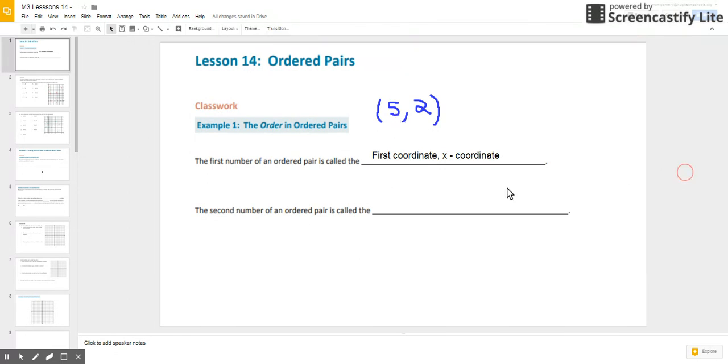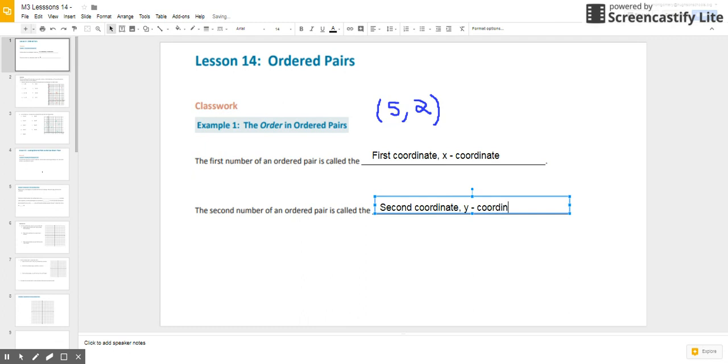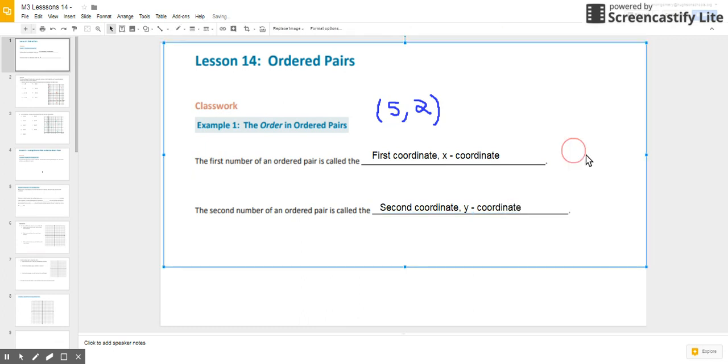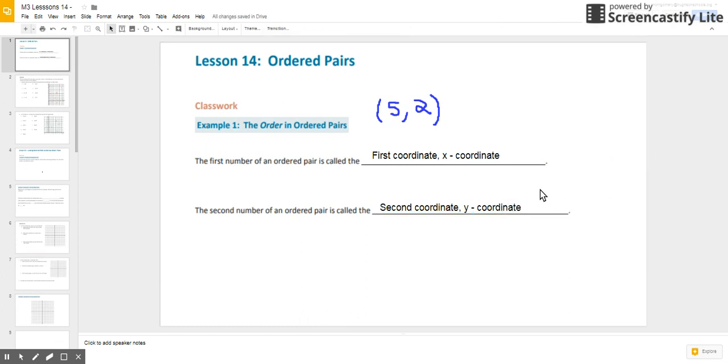Look at the second one. The second number in the ordered pair is called, well, if this is called the first, this is called the second coordinate. So let's put in there second. The second coordinate. Well, if the first one is the x coordinate, this is also known as the y coordinate. I wanted you to put both of these down because I want you to realize that they can be called one or the other. The 2 here could be called the second coordinate, or it also could be called the y coordinate. So there you go.